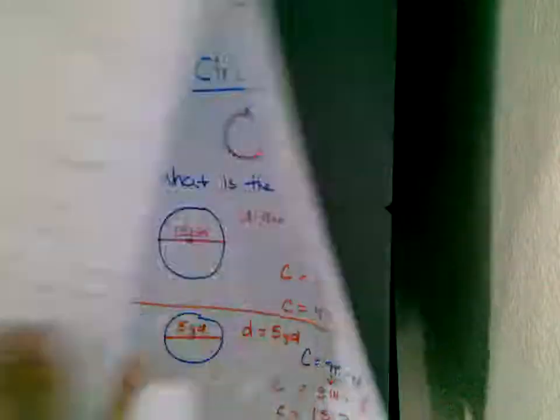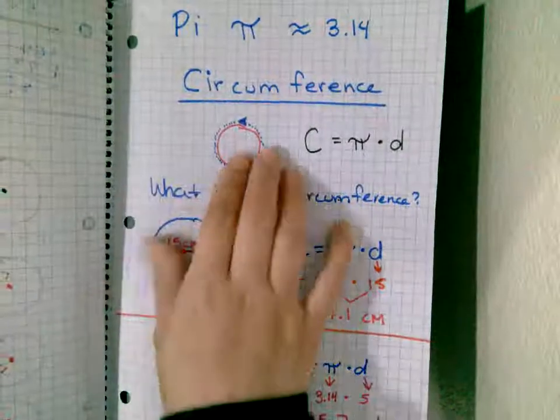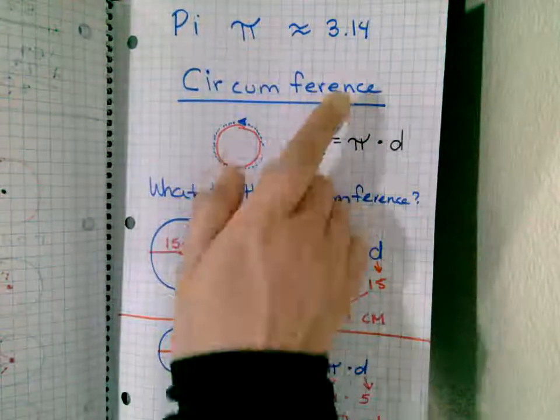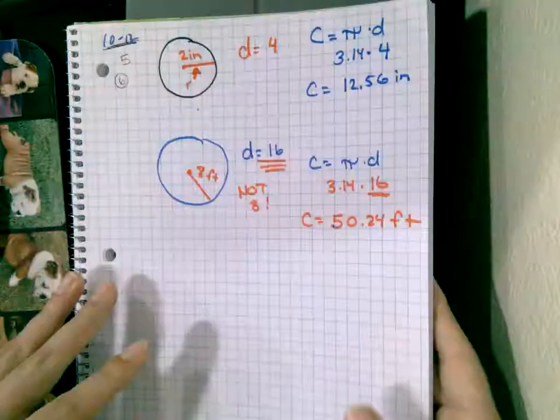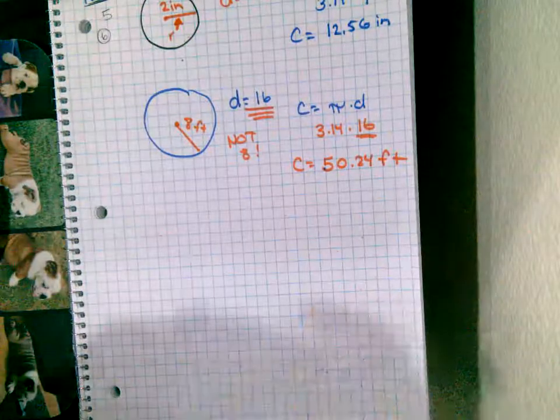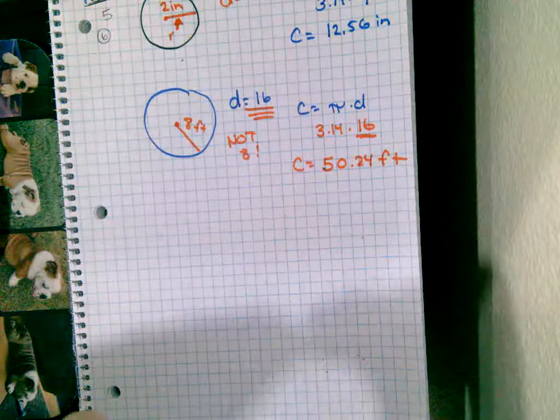And then we learned about circumference, and we learned about what pi is. Pi is 3.14, and circumference we had a formula for, right? So today, we're still going to be talking about circles.